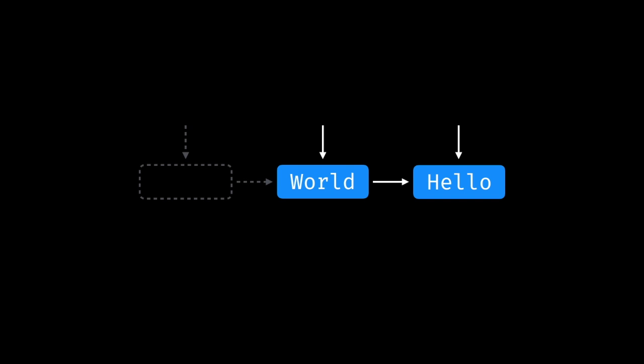So the implication of this is obviously that stuff is reversed, and you can only go from world to hello and not the other way around. Otherwise, you would have to modify the existing state to add something new to it. So it's always a one-way road, or at least as far as I know, always a one-way road for persistent data structures.